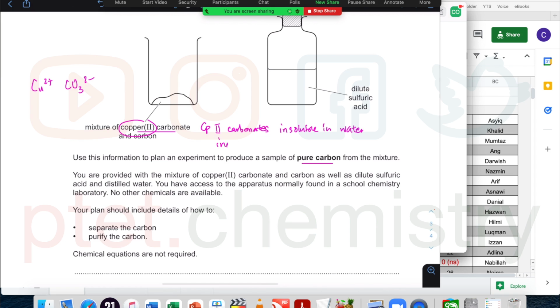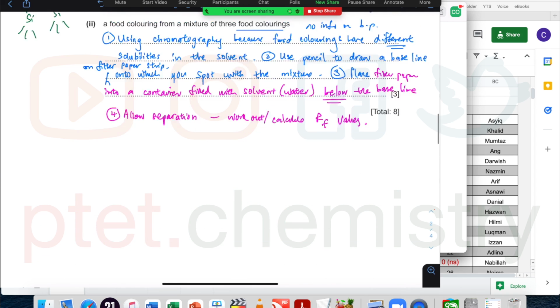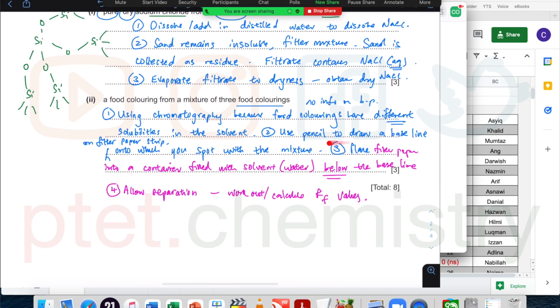This includes copper 2 carbonate as well as zinc 2 carbonate. So basically, something which is 2 plus ions with the carbonate, they are insoluble in water. Carbon is also insoluble in water. Think about your pencil. Your pencil is insoluble in water. That's why you use pencil in order to draw the base lines, because pencil contains graphite, does not dissolve in water, will not get separated.